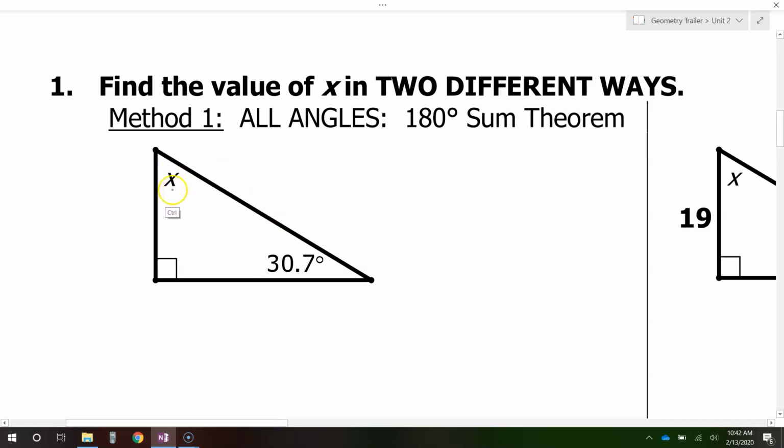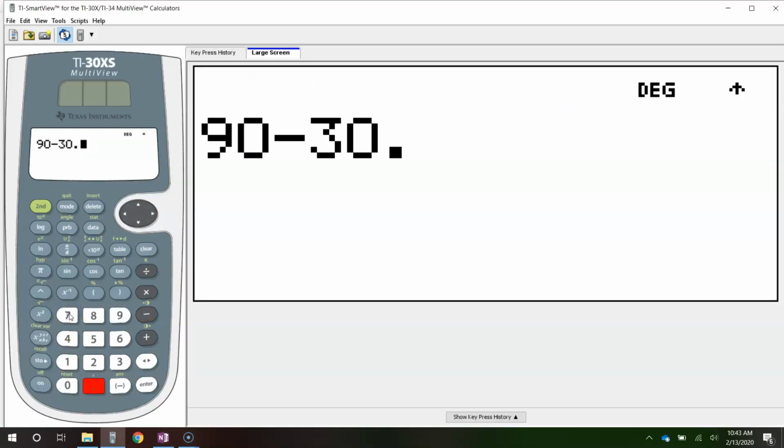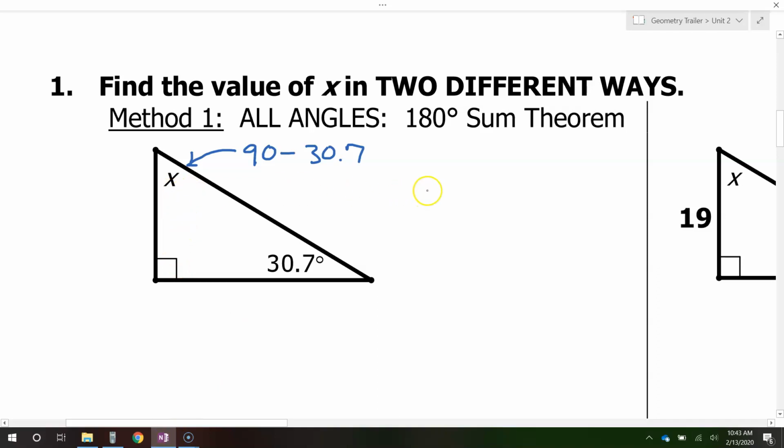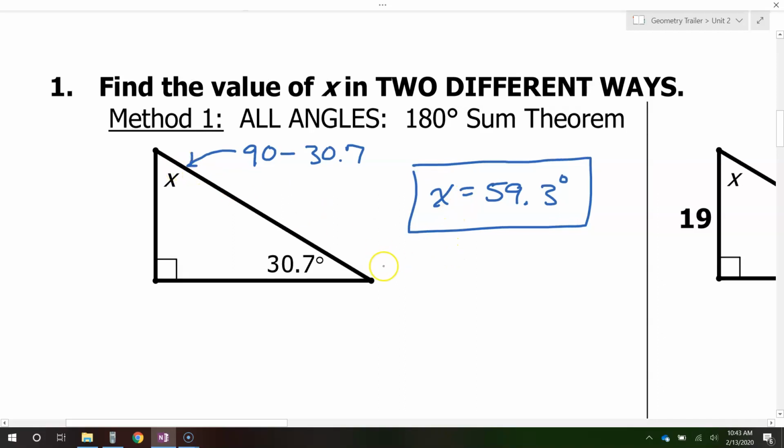We can find what angle x is just by looking at the 30.7 degrees. We don't need anything else. And the quickest way to do that is to subtract from 90. All of the angles in a triangle add up to 180, but the two acute angles will add up to 90. So if I just do 90 minus 30.7, then that will give me the missing angle. So that is 59.3. All right, so that's one way to find angle x.